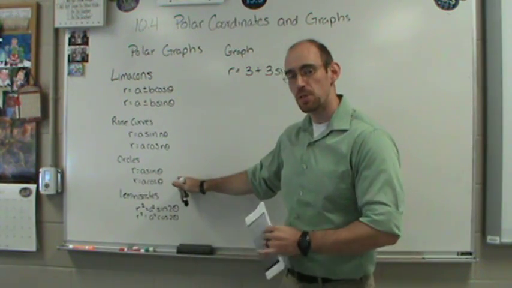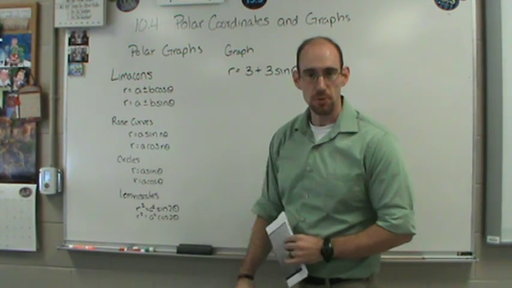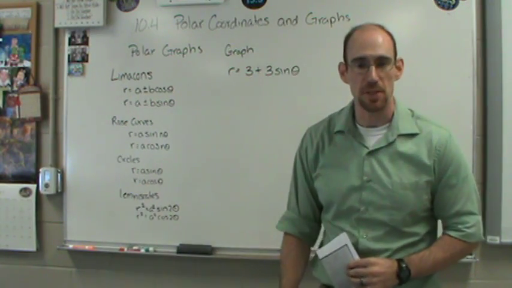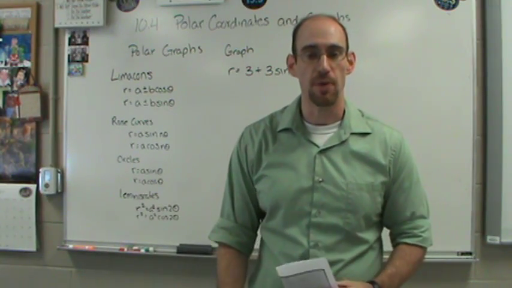We have circles, which is a new one. We didn't really talk about that in pre-calc, but it's pretty much the same as rose curves, just with 1 petal. And then lemniscates, which is a special one that looks like the infinity sign. All right, you have that as a reference so you can look at it as you're trying to graph these.